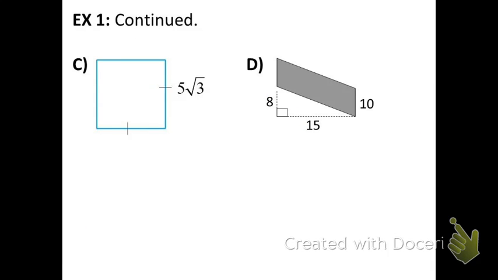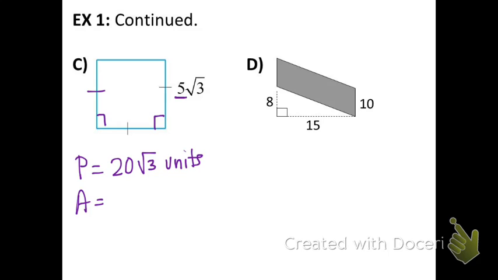Okay, example C. I'm going to do this so that you know that it is a square. On a square, to find our perimeter, we add all the sides, and all the sides are the same, so we have 4 sides that are 5 root 3. So 4 times that 5 will give us 20 root 3 units.